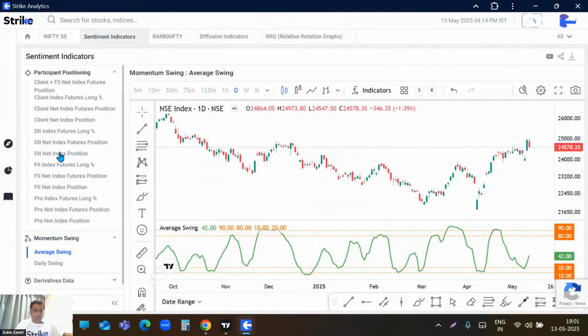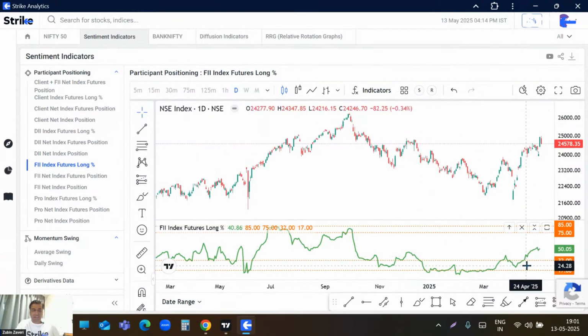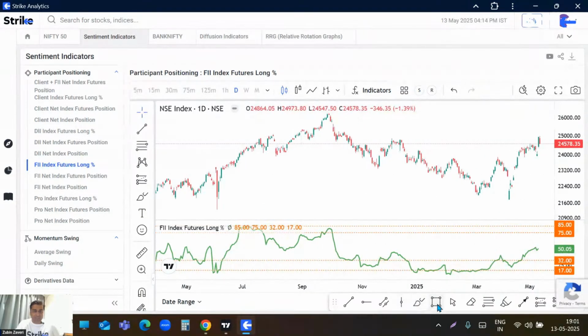Along with this, we can also track the FII index futures long percentage. So what is FII doing right now? They were in the oversold territory for quite some time. And when it started rising over here, we said that, okay, we think that we are somewhere near the bottom. And that's exactly where the market made its bottom over here. It gave some divergences also over here.